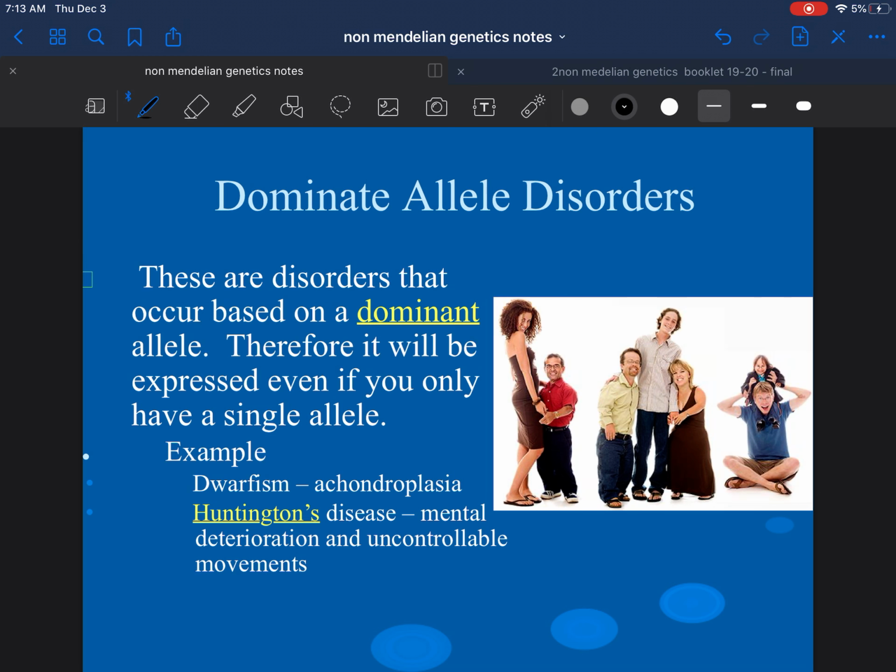Dominant allele disorders, we talked about this last class, are based on the dominant allele, therefore it'll be expressed even if you only have one single copy. An example was dwarfism. We saw it in our pedigrees, and it didn't skip every other generation, it appeared in every generation because it is a dominant allele. Another example is Huntington's. This is a mental deterioration, and it's hard to control your body movements.